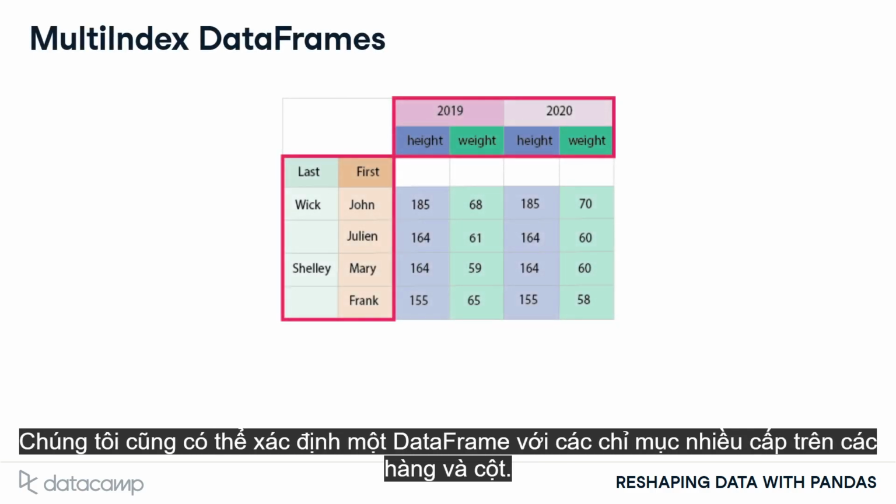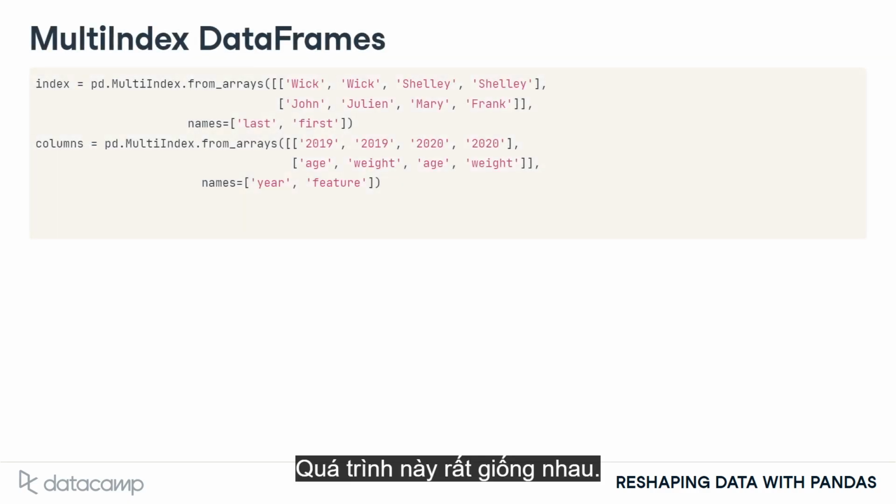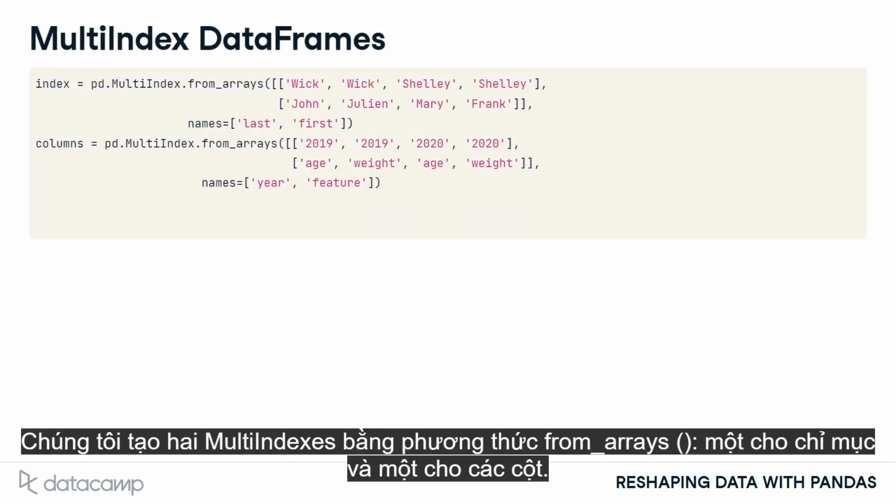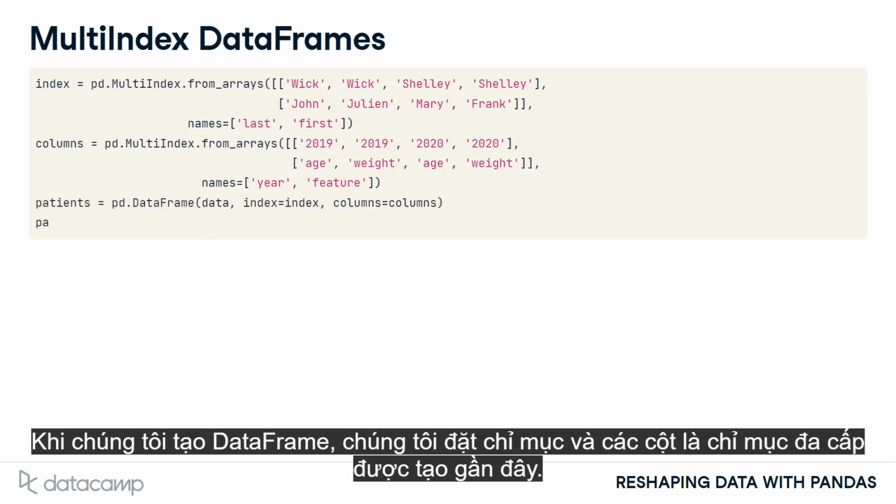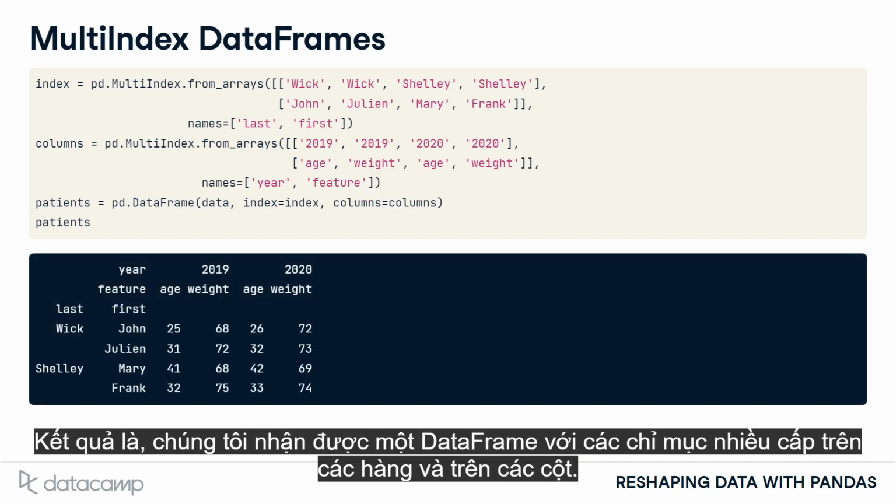We could also define a data frame with multi-level indexes on the rows and on the columns. The process is very similar. We create two multi-indexes using the method fromArrays, one for the index and one for the columns. When we create the data frame, we set the index and the columns to be the recently created multi-level indexes. As a result, we get a data frame with multi-level indexes on the rows and on the columns.